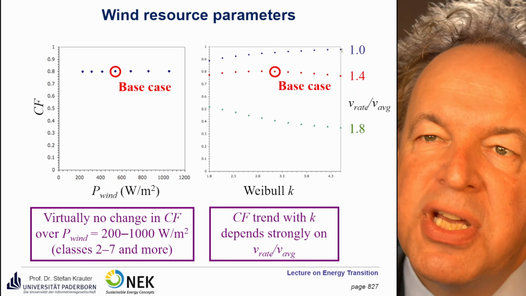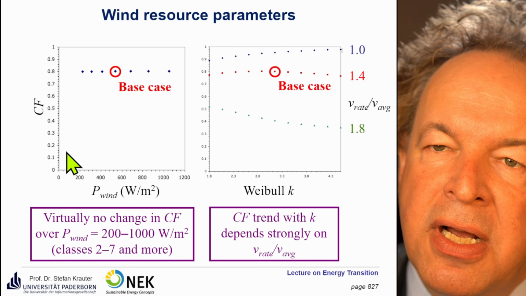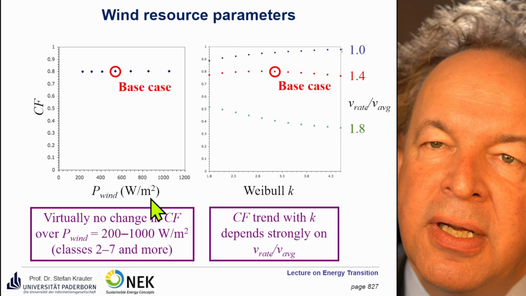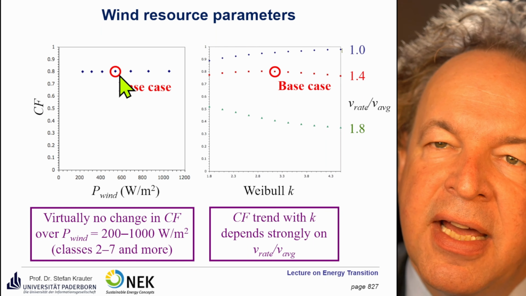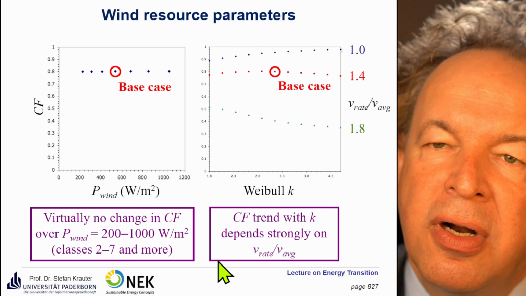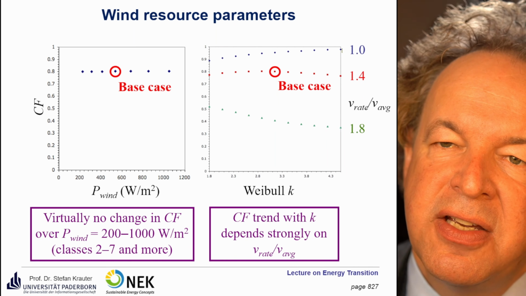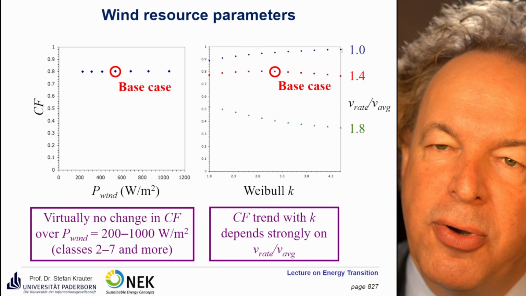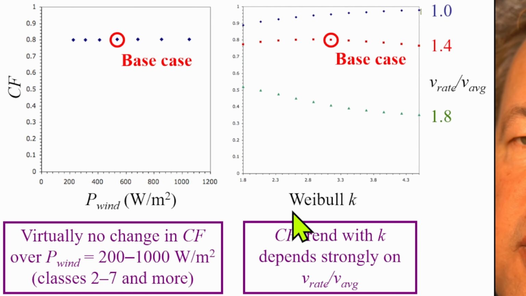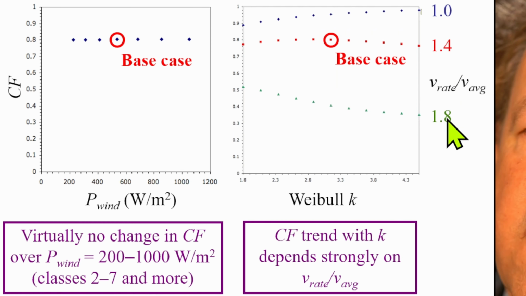The wind resource parameters we see here. So we have the wind resource in watt per square meter. And as we see here, it doesn't really change a lot. Virtually no change in capacity factor over wind intensity from 200 to 1000 watt per square meter. So see on the right picture, you see here the Weibull factor K, and here you have as a parameter the rated versus the average wind speed.